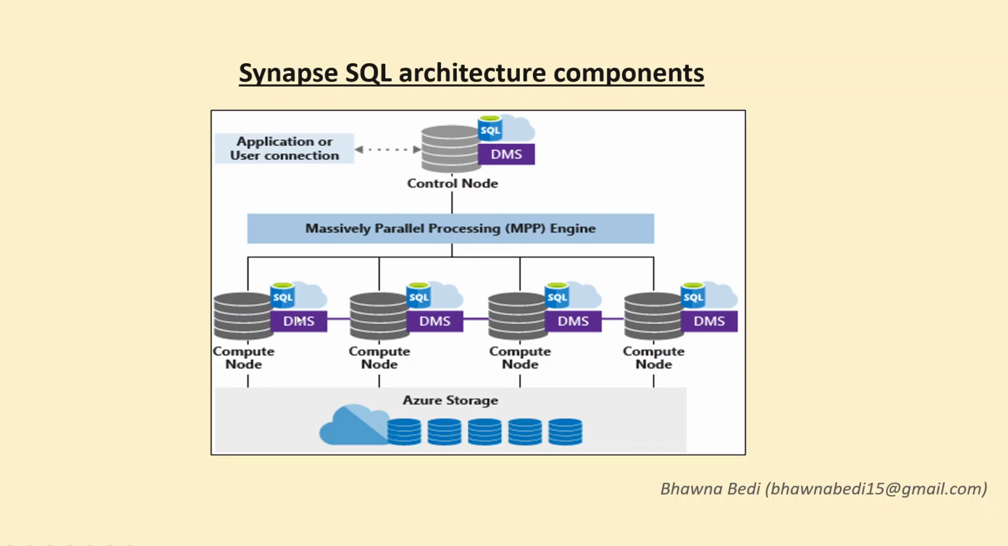And what you see here as DMS is your data movement service. Sometimes your query might require data movement between the compute nodes. It is facilitated by this system level service, which is called the data movement service.